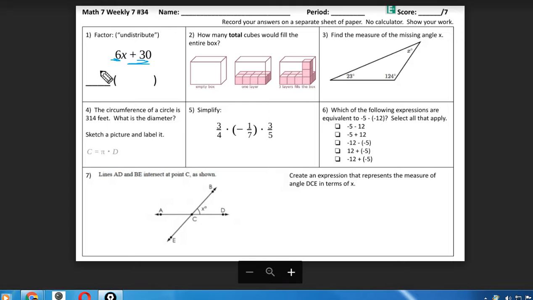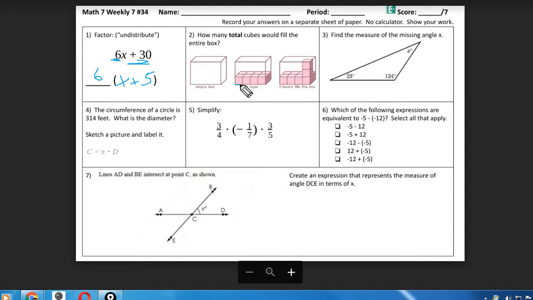Well, we could choose 3. We could choose 6. Okay, so I don't care which one you choose, but let's go ahead and choose 6 because it's the greatest number. So we're going to put 6 on the outside. 6 times x gives us 6x, and 6 times what number gives us 30? Well, 5.